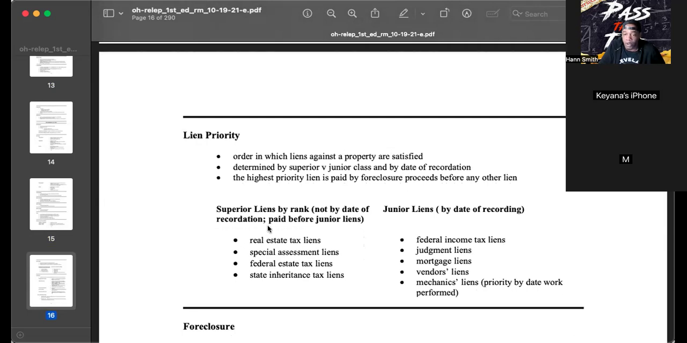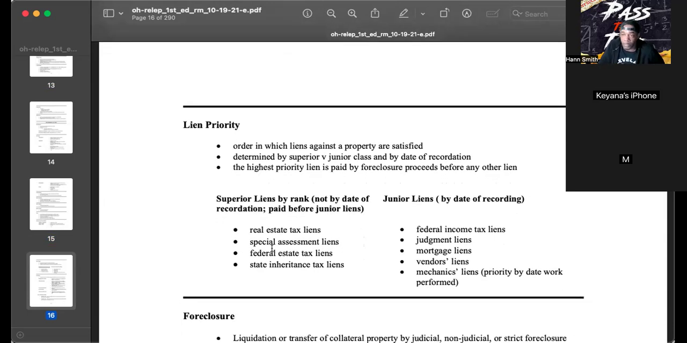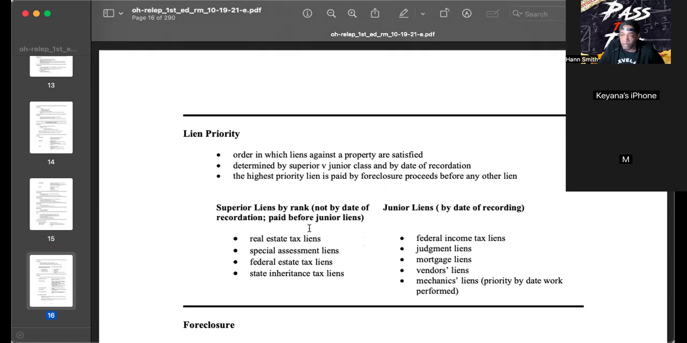Lien priority, they'll ask you if you know what lien priority means. Like real estate tax liens have priority over everything. Period. All right, real estate tax liens. Then you got special assessment liens. Then you got federal estate tax liens. And so there's a hierarchy, but all you really need to remember is that real estate tax liens have the highest priority over anything. They're going to foreclose on you if you aren't paying your property taxes.